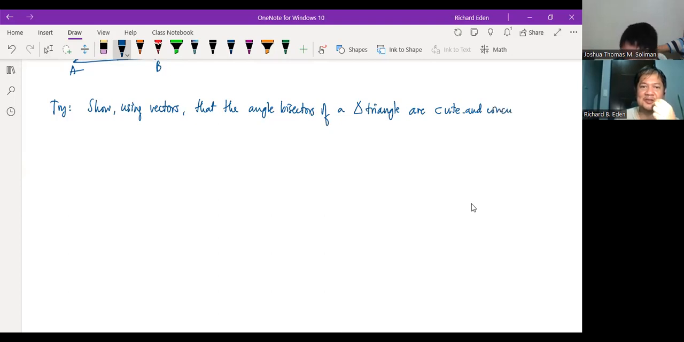Pinakamahirap dyan, alright, showing that they're concurrent. Seryoso ako dyan, never tayo nagjo-joke, Joshua. Lagi tayong serious. Okay.